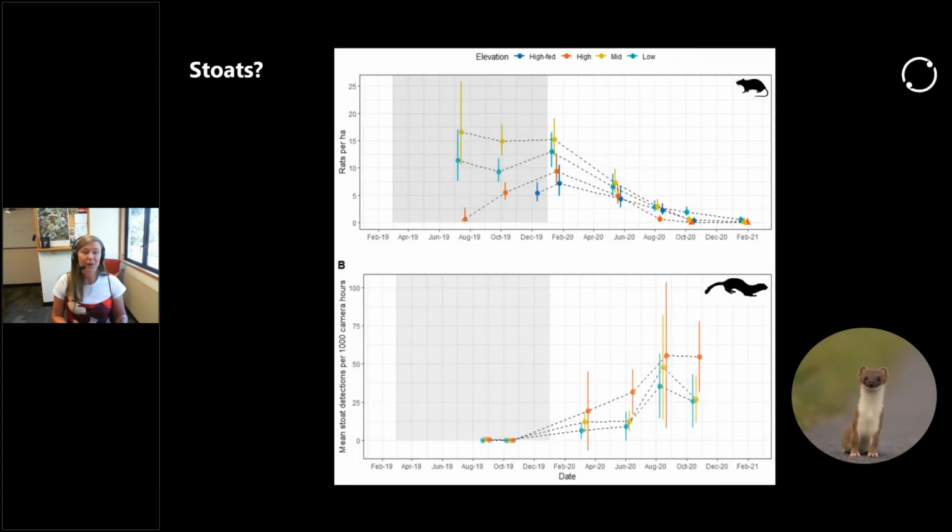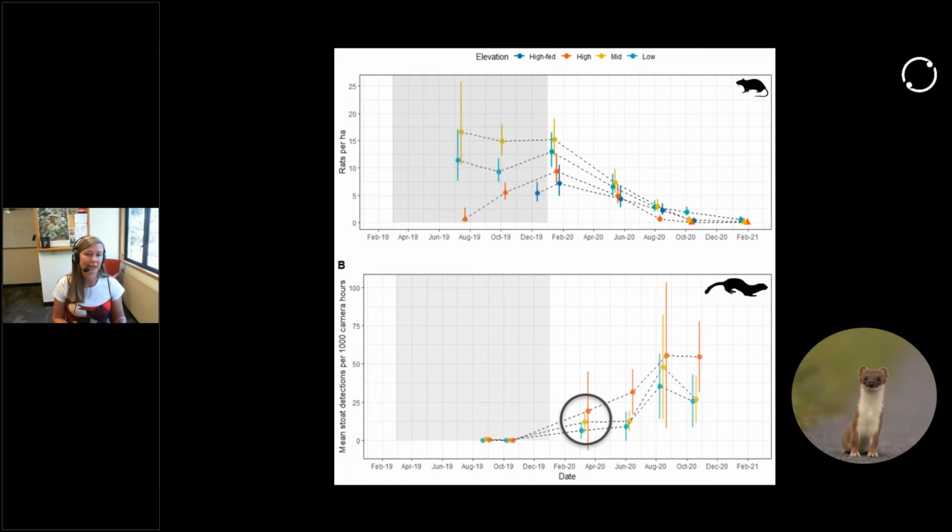How about stoats? Here we have our same rat density graph on the top, but down the bottom we are showing the mean stoat detections per 1,000 camera hours across the site. And what you'll notice is in this period, which is when our ship rats were in their increase phase, this is when stoats were barely detectable. But by the time we hit our rat decline, that's when we start recording significantly more stoats.